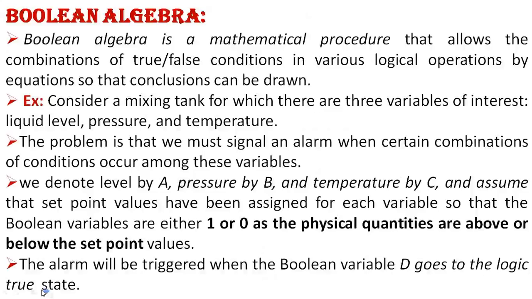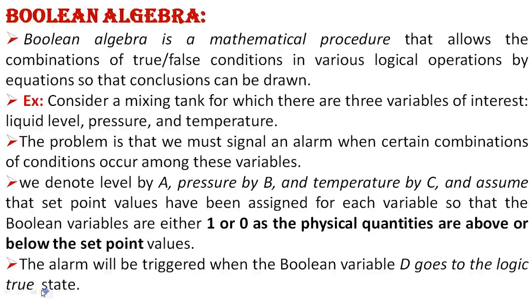Next one is Boolean algebra. Boolean algebra is a mathematical procedure that allows the combination of true or false conditions in various logical operations by equations so that conclusions can be drawn. Example: consider a mixing tank for which there are 3 variables of interest. First one is the level, second one is the pressure, and third one is the temperature. The problem is that we must signal an alarm sound when certain combinations of conditions occur among these variables.